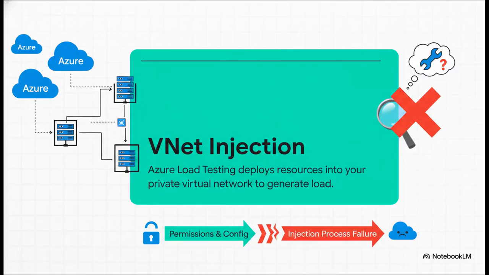And that process has a name. It's called VNet injection. The easiest way to think about it is like this. Azure has to parachute its load-generating machines right into your private virtual network, your VNet, so they can sit right next to your application. Now, this is all temporary, of course. But for it to work, it needs the right permissions, and the network has to be set up correctly. And here's the kicker. Most of the time, it's not your test script that's failing. It's this injection process that's hitting a wall.